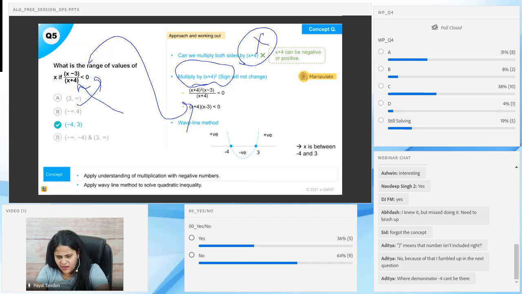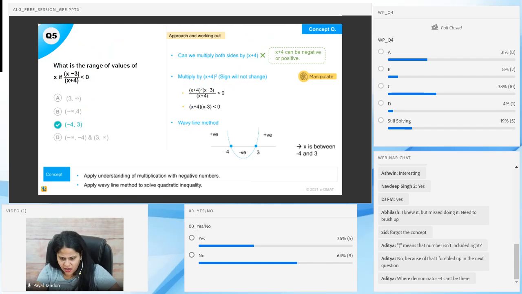Okay, Aditya, even in this question the parentheses are still the same, so I'm not sure why you were wondering about that part here. Again, your inequality is still less than, it's not less than or equal to. Here also the main thing is, let's get the data for this question, question number 5. x plus 4 is less than, so x minus 3 over x plus 4, right?